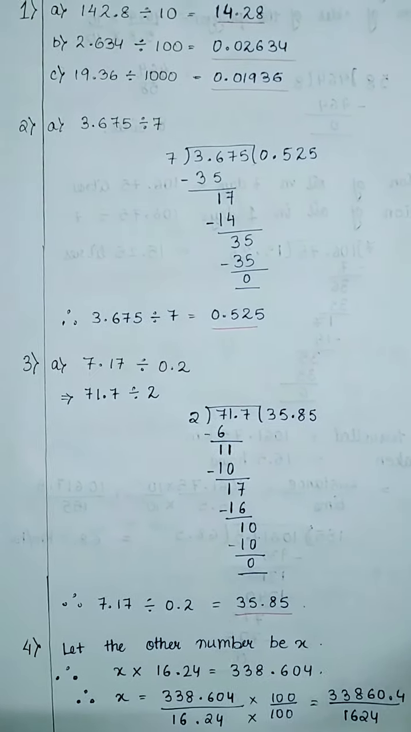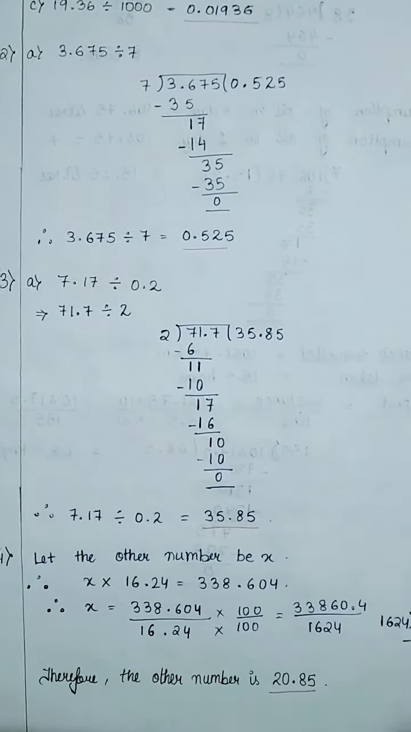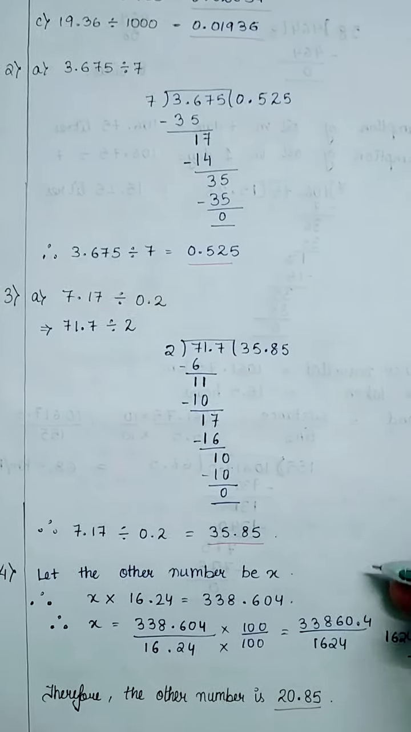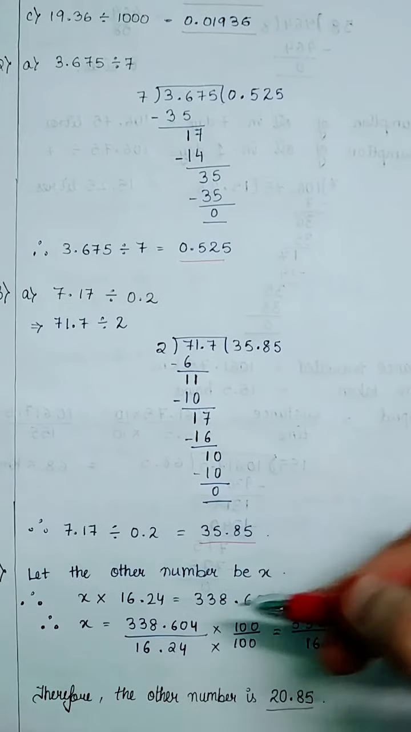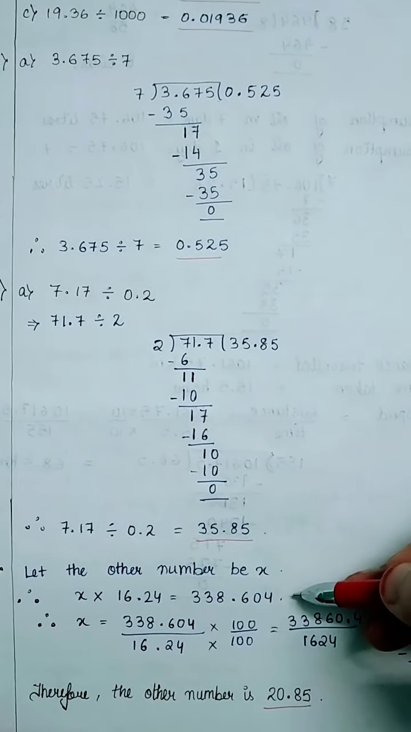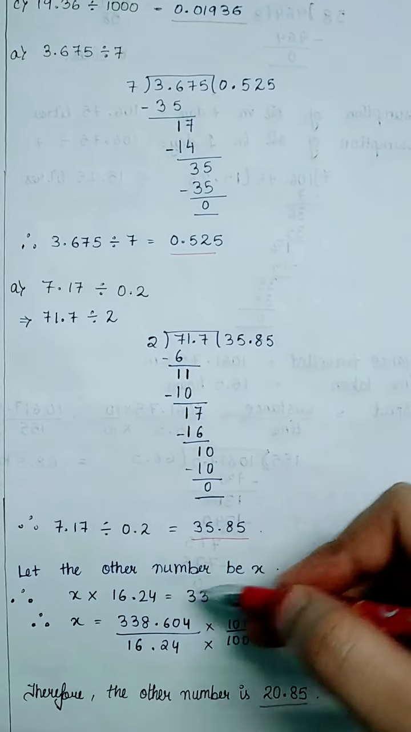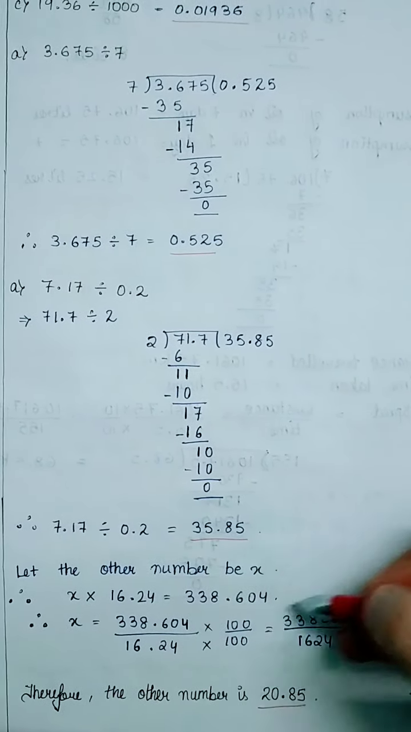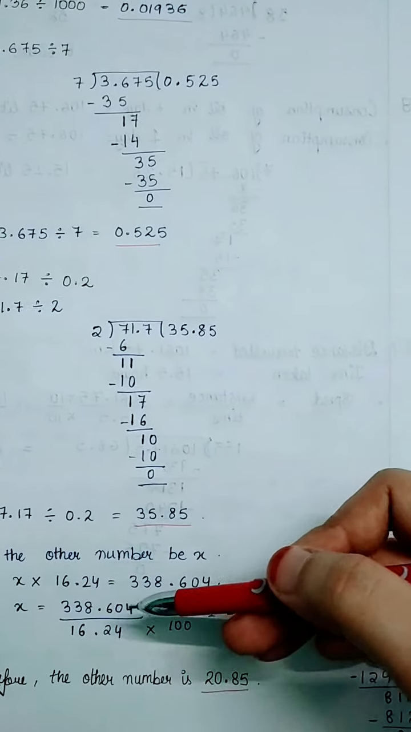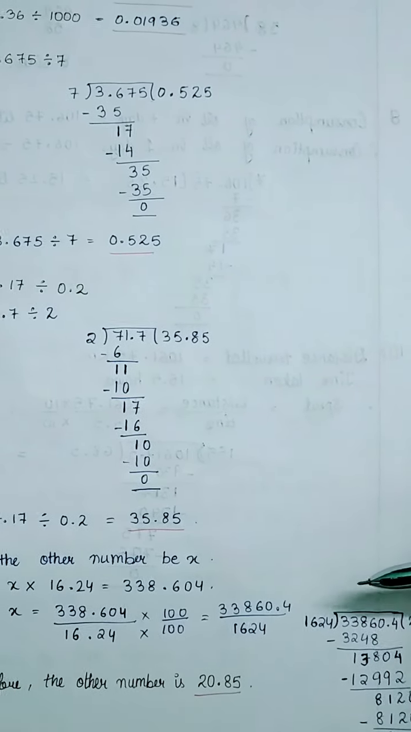The next question is a problem sum. Here we have to find the other number when one number is given and the product is given. Whenever the product is given, we'll write it like this. Let the number be x. So x is equal to, this number will come over here. Here it is multiplied, so it will be divided over here. So it will become 338.604 divided by 16.24.